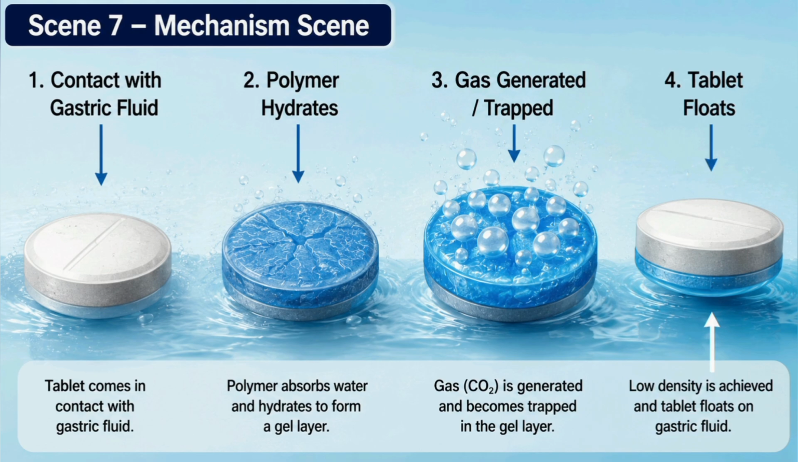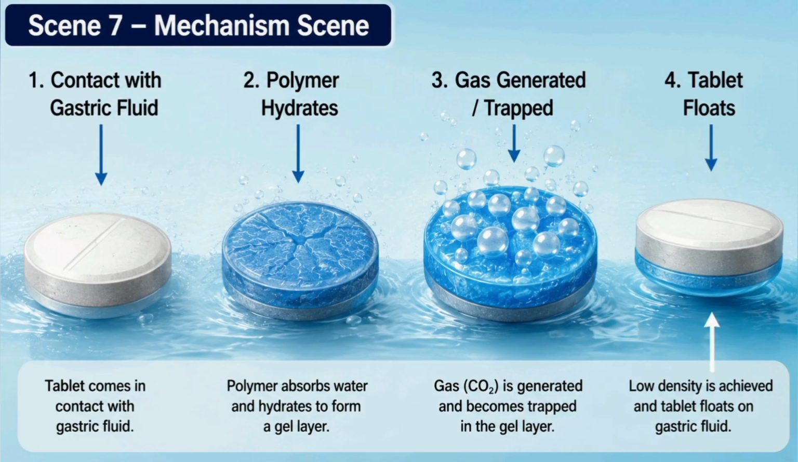In the second step, what will happen? The polymer hydration will take place. The hydrophilic polymer present in the tablet absorbs the fluid. So imagine a dry sponge placed in water. What happens? It absorbs water and swells. Similarly, the polymer hydrates and forms a gel layer here.